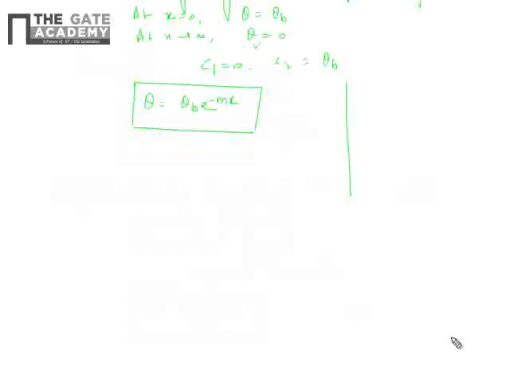Let us say the y coordinate represents temperature difference and x represents the fin length. At x equal to 0, the temperature difference is theta b. As we move along x, it will tend towards 0. Okay, so the temperature variation inside an infinitely long fin is exponential.